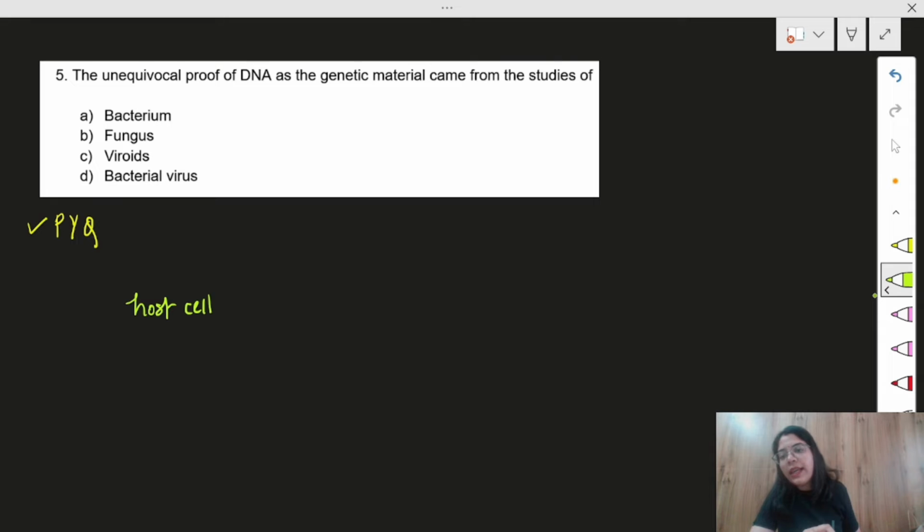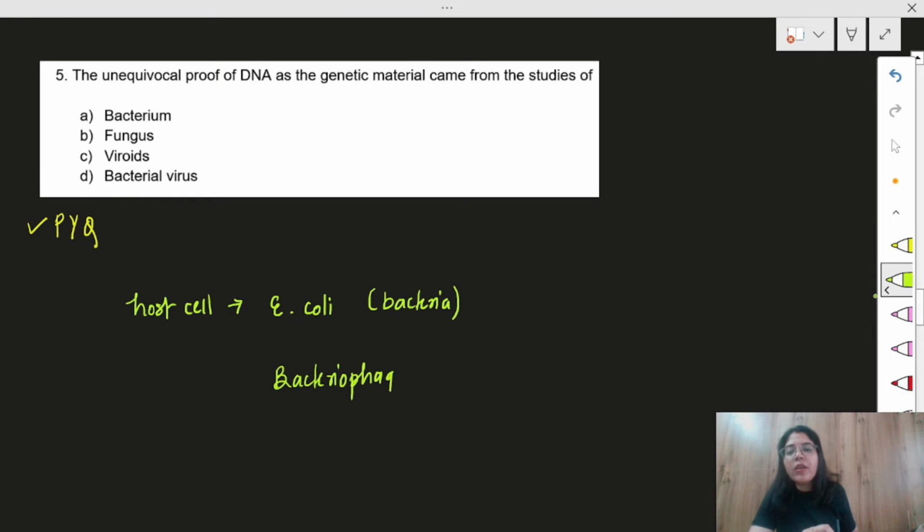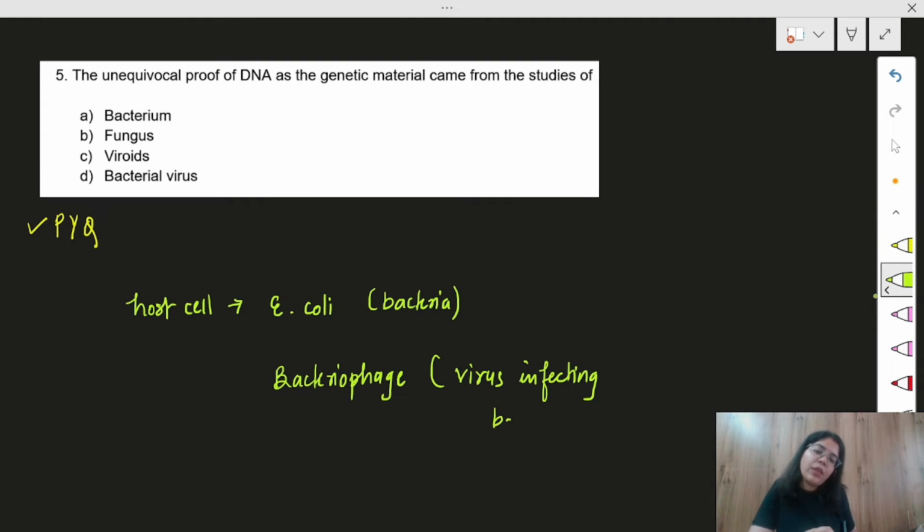They have taken the host cell as E. coli, which was a bacteria. But what have they taken? They have taken bacteriophage. What is the meaning of bacteriophage? It is a virus infecting bacteria. And which type of bacteriophage have they taken? I will write the name. It is not given in NCERT. T2 phage.